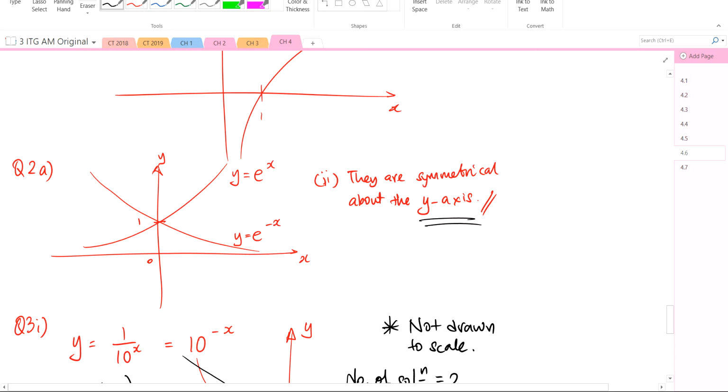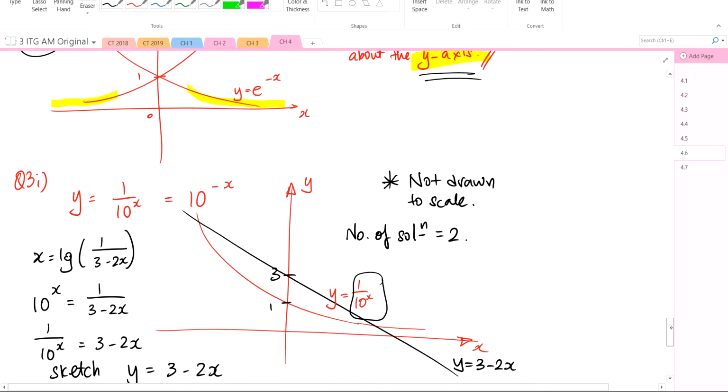This is another one. Question 2a. They are symmetrical about the line, about the y-axis. Some of you are just telling me they are symmetrical. Symmetrical about what? Yes, about the y-axis. So in this case, I've got two curves. You notice that I show that it goes closer and closer to the x-axis in both cases. Don't just stop abruptly.